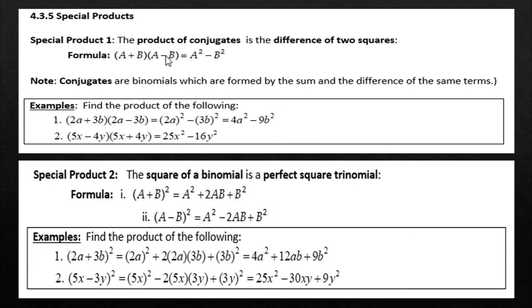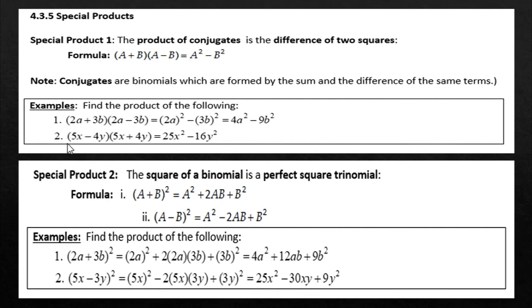That is called conjugates. Examples. Find the product of the following. Number 1, 2a plus 3b multiplied by 2a minus 3b. So, in this case, special product 1, we square the first term minus the square of the second term. That is why we have 2a squared minus 3b squared. So, 2 squared is 4, then a squared, minus 3 squared is 9, then b squared. So, that is why we have 4a squared minus 9b squared.